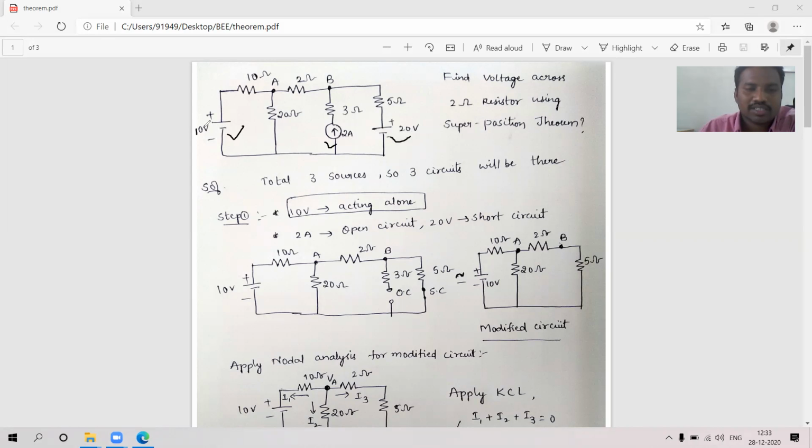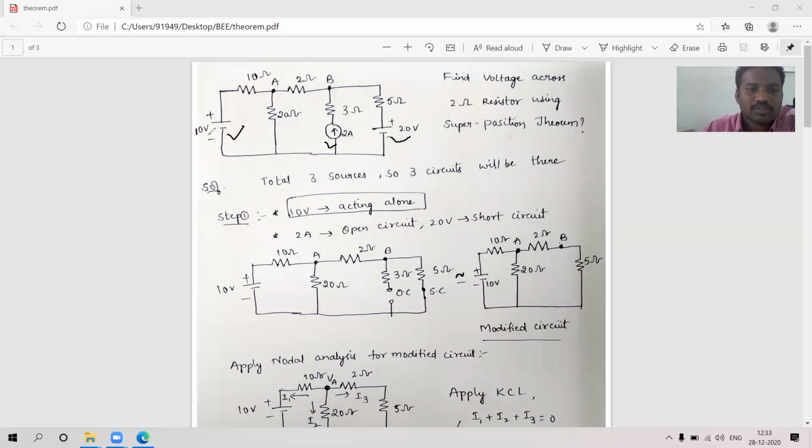That means when 10 volts is acting, the other two are replaced by open circuit and short circuit. Similarly, when 2 amps is acting, others are replaced by their internal resistances. Likewise for 20 volts also. Okay, let us come to the first circuit.